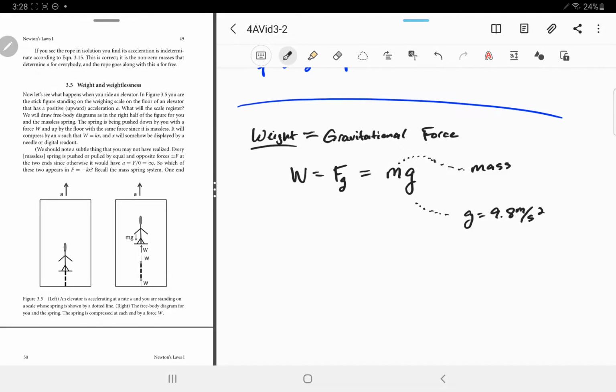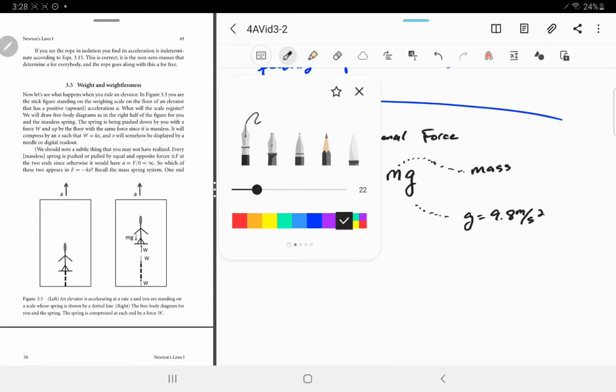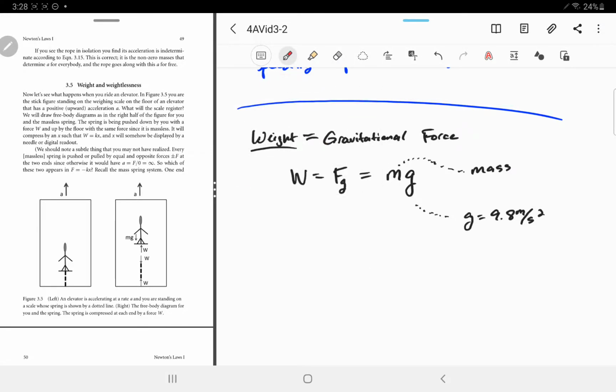Right, so if the mass is in kilograms and g is in meters per second squared, then SI units times SI units will give us SI units on the left, so that'll be newtons. A kilogram meter per second squared is a newton. So 1 newton is equal to 1 kilogram times meters per second squared. You could write this however you'd like: kg·m/s².